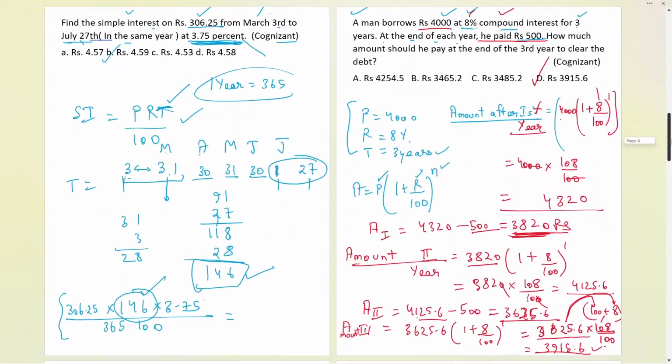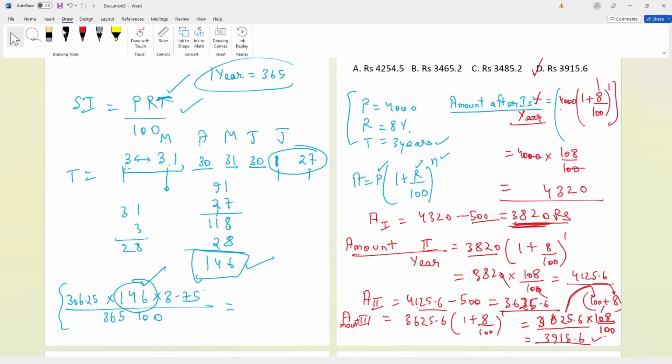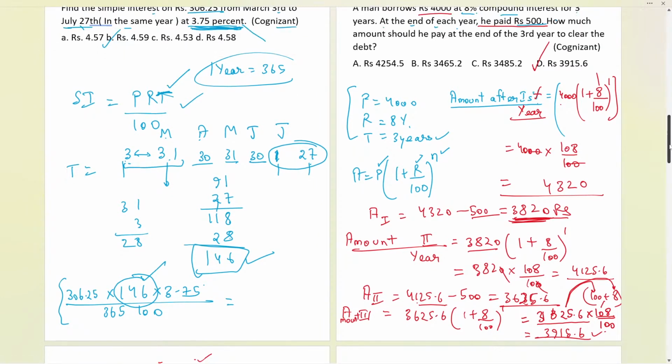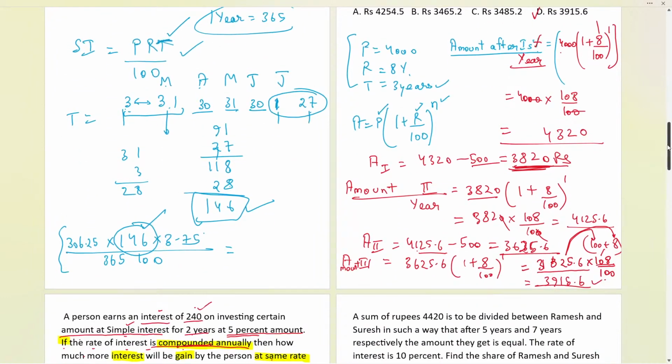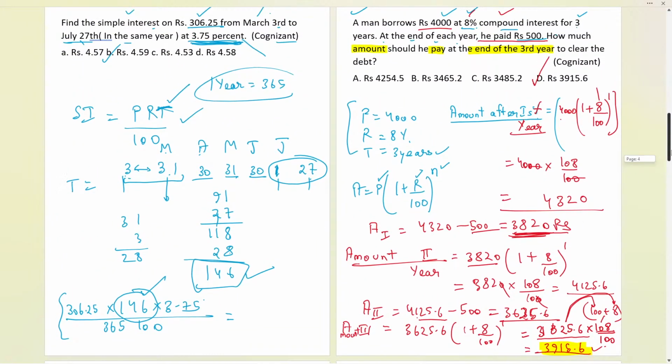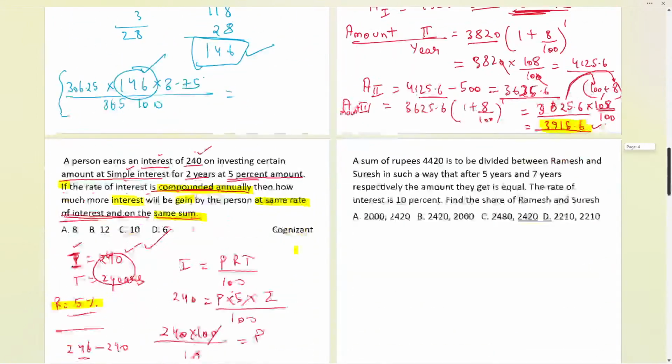The question that you were asking for, Tushar. The question is saying that we need the amount he paid at the end of the third year. At the end of the third year, he is not paying 500. He is directly paying the complete amount. So that is why we are getting this amount as 3915.6 over here. So I hope now it is clear. He will not be paying 500. He will be directly paying the total amount, because we need how much amount he paid at the end of the third year.